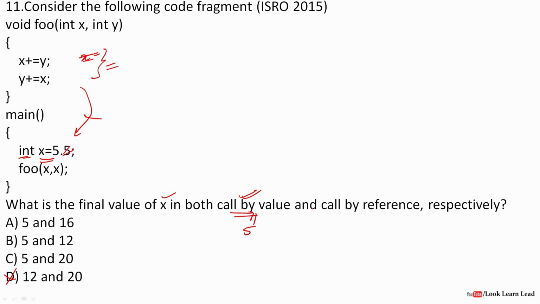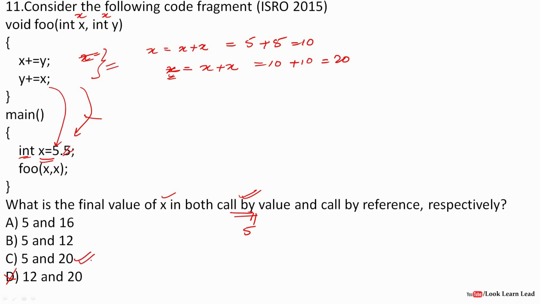by call by value. For call by reference, what we are doing is passing x over here. So it is x and it is x. So we have x is equal to x plus x. So it would be 5 plus 5. It would be 10. And next we have x is equal to again x plus x, because this y is x only. So we would be having 10 plus 10. So it is 20. So now in case of call by reference, this value of x would be reflected in the main function. So the answer would be 5 and 20. That is, C is the option.